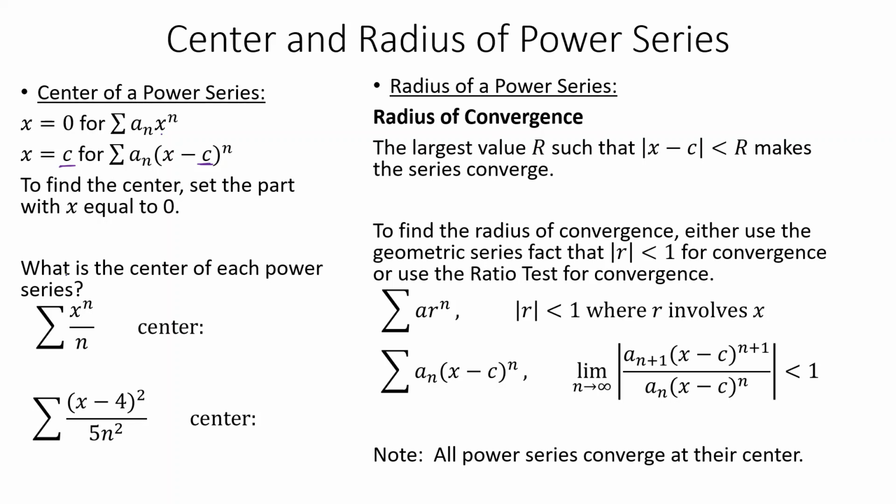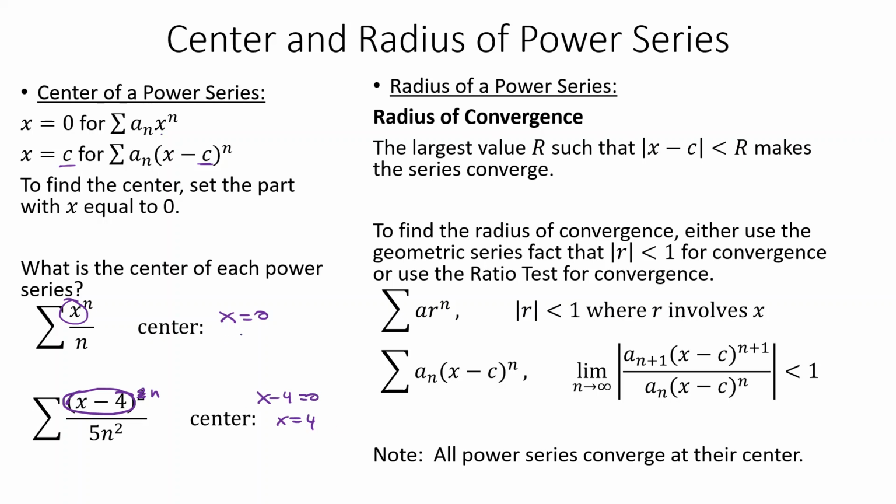So quick recap here. What is the center of this power series, x to the n over n? Well, we just set what's here raised to the n equal to 0. There's our center. With this one, oops, this was supposed to be an n. I don't know how that got to be a 2. But we set this part equal to 0, and we get x equals 4 is our center there.